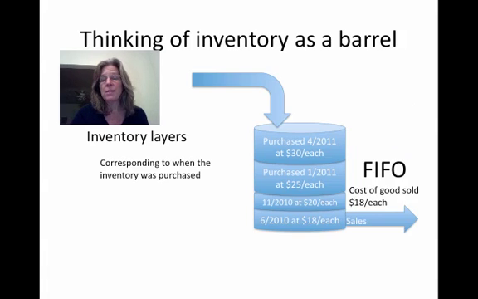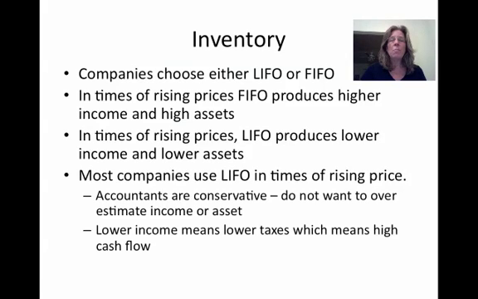In a FIFO system, though, where we take the bottom layers first, the first in, first out, we are actually making $22 a unit. So it's a much different profit associated with each of these, and looking at this is a good way to think about how you're going to be handling it. Companies can choose either LIFO or FIFO, but they don't get to move back and forth between the two. They really need to make a decision about it.